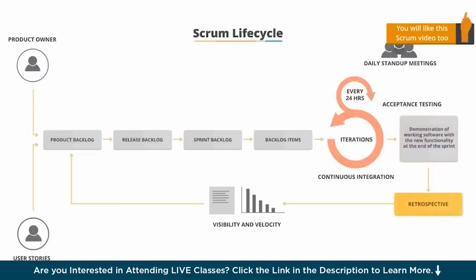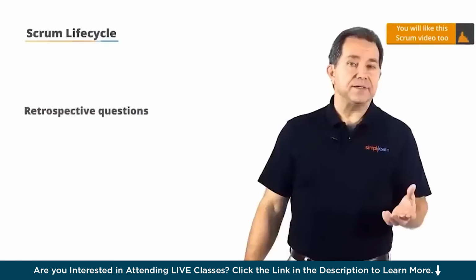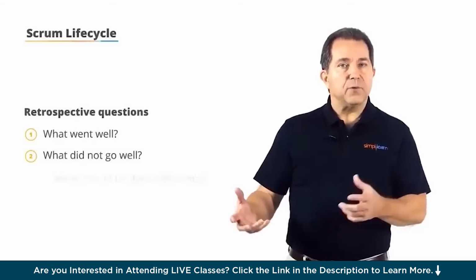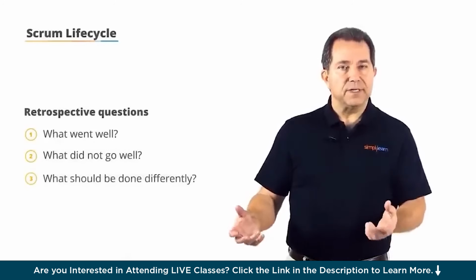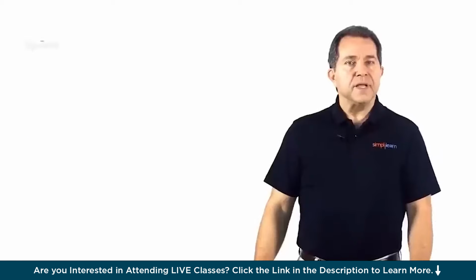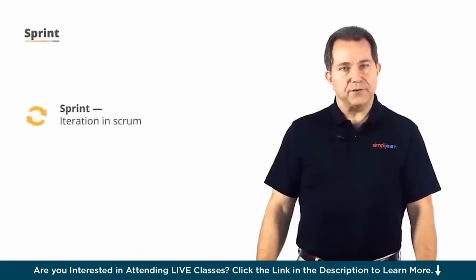During the retrospective, the team looks at primarily 3 things: what went well, what did not go well, and what should be done differently going forward. The team's velocity is then updated, as are the information radiators, which transparently display the status and progress of the project, and then the cycle repeats itself until the project is complete. A sprint is an iteration in Scrum.